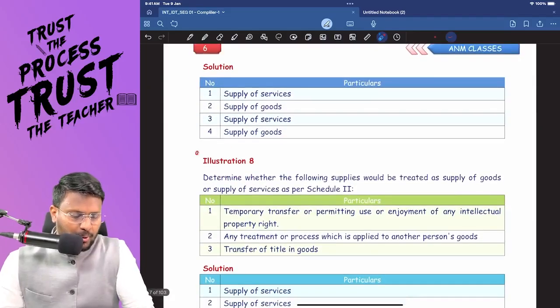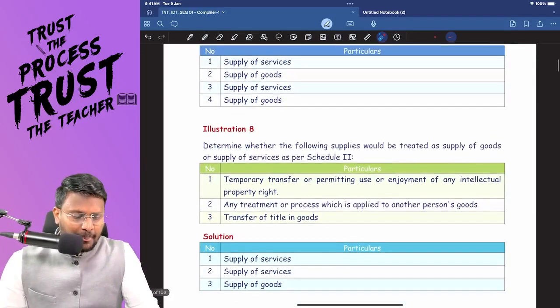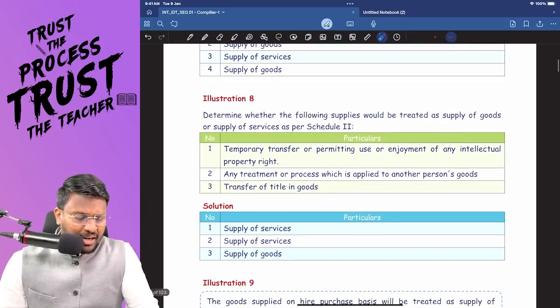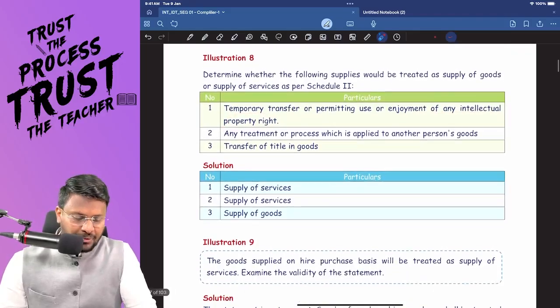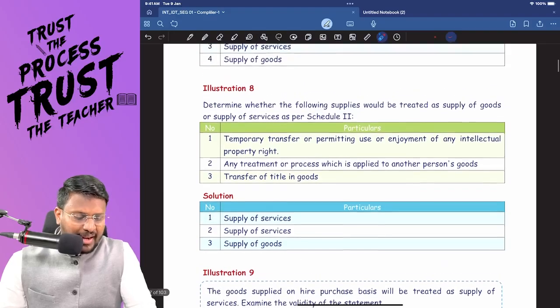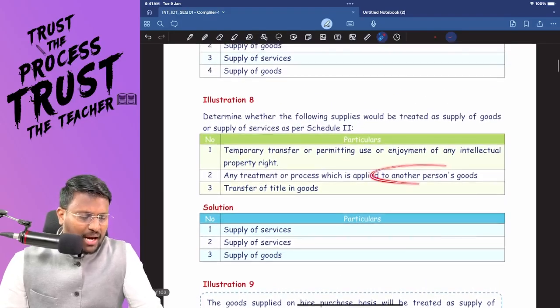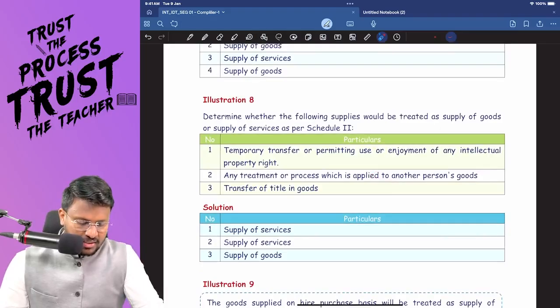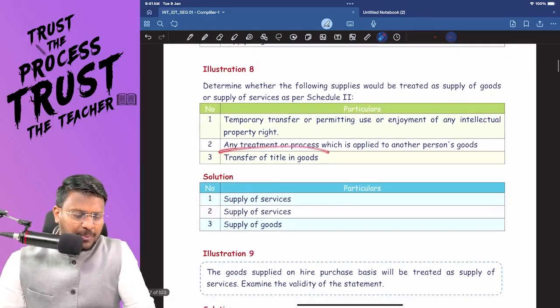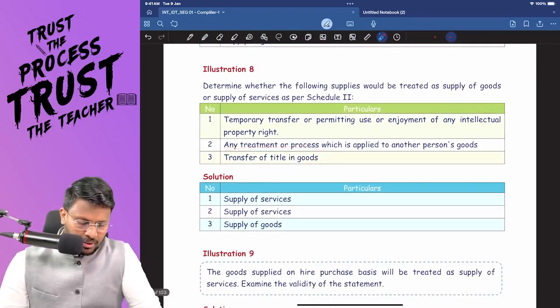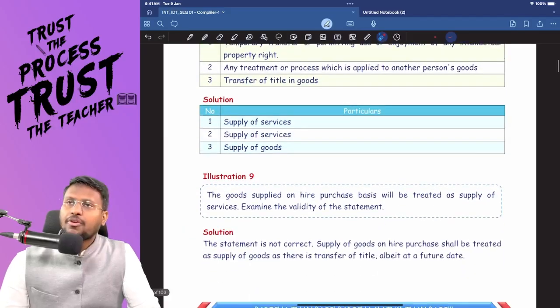Shall we move into illustration number 8? Determine whether the following supply would be treated as supply of goods or services as per Schedule II. Temporary transfer or permitting use or enjoyment of any intellectual property right. Supply of any treatment or process which is applied to another person's goods. Supply or transfer of title in goods. Are you comfortable, sir?